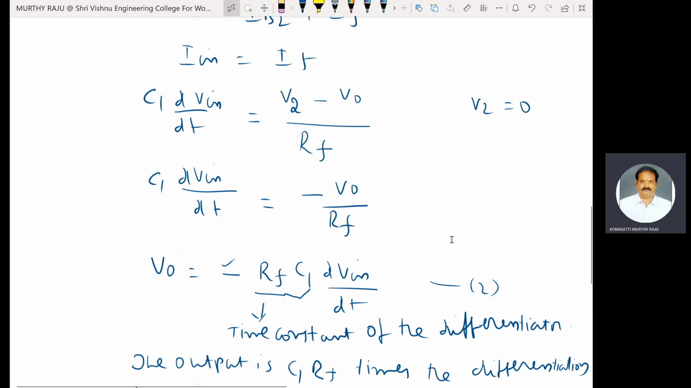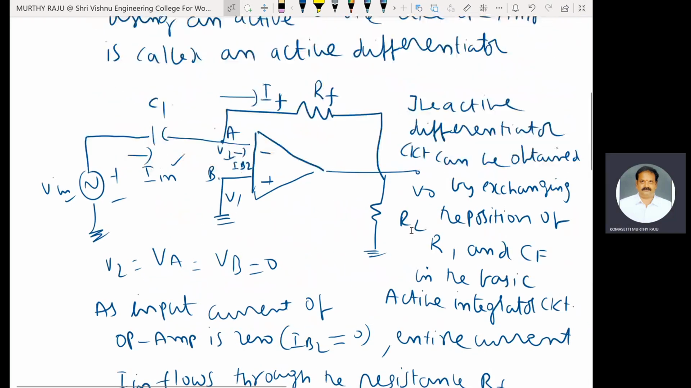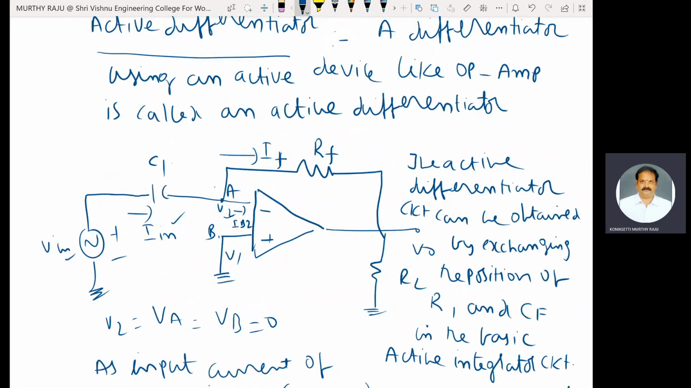Here in the circuit, RF is the resistance connected between node A at the input side and the output side, where the node voltage is V0. Here the node voltage is V2 or VA. Here the node voltage is V0.